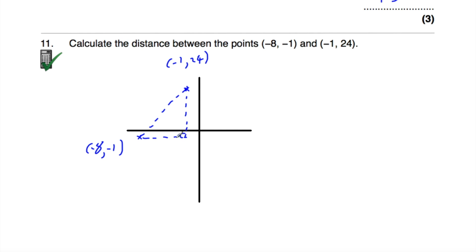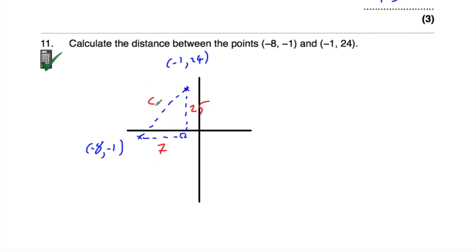Now let's find the lengths of the 2 shorter sides. So this point here, it's -8 across, and this point is -1 across. So to get from -8 across to -1 across, we're going to be going 7 more across. So that's 7 across. And then in terms of the heights, this has got a height of -1, and this has got a height of 24, so we're going up 25. So the lengths of the 2 shorter sides of this triangle are 7 and 25.